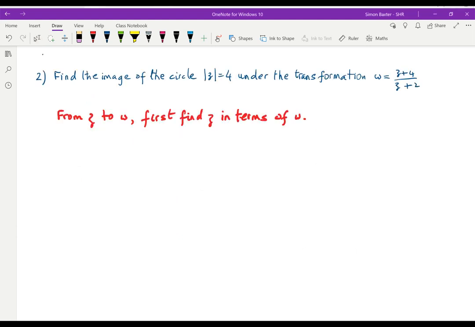The second transformation looks very similar to the first one. Find the image of the circle mod z is 4 under the transformation w equals (z plus 4) over (z plus 2). We are going to find that it does turn a different direction when we get going. We are still going from z to w, so it's still best to find z in terms of w as the first thing. So let's do that.